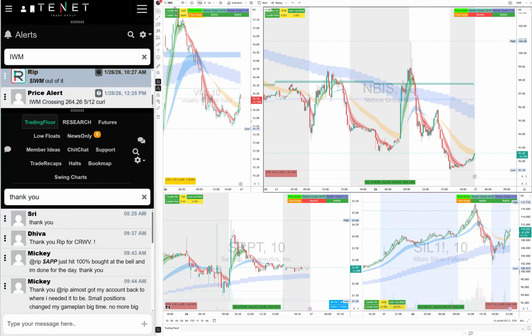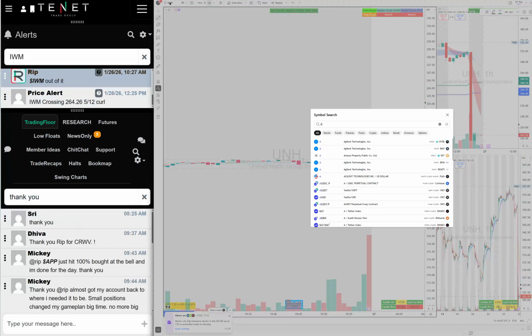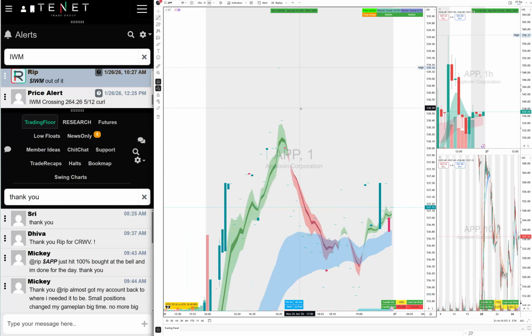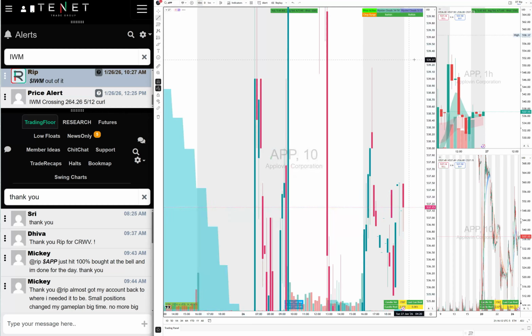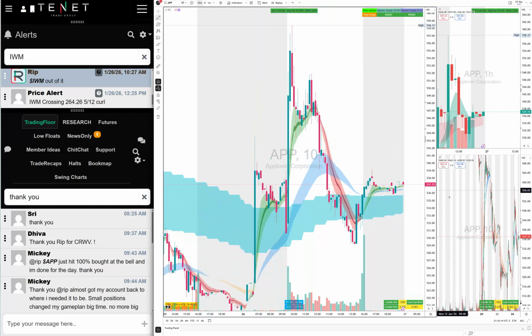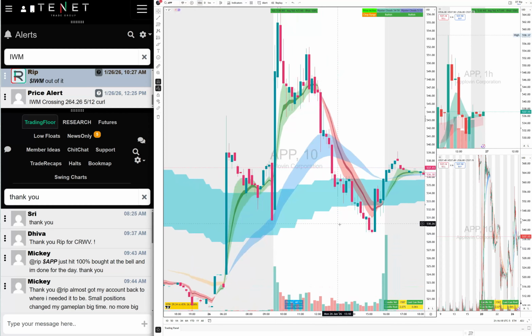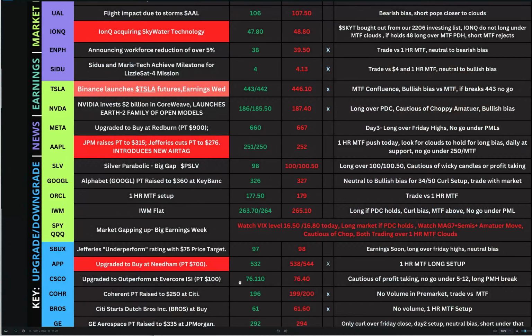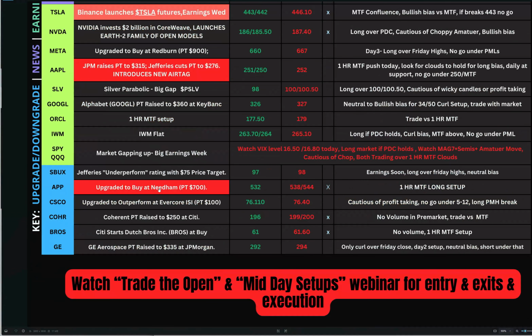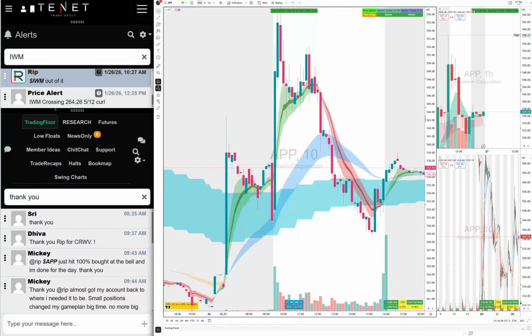All right, so let's look at some other trade setups which we had in the community today. Let's start with APP here. APP was our big trade today in the community. Too bad it did not hold up all day long, but it was a morning trade, 9:30, 10 a.m. Let's take a look here. APP got an upgrade, 700 price target, 1 hour MTF long setup. That was the pre-market plan on APP.